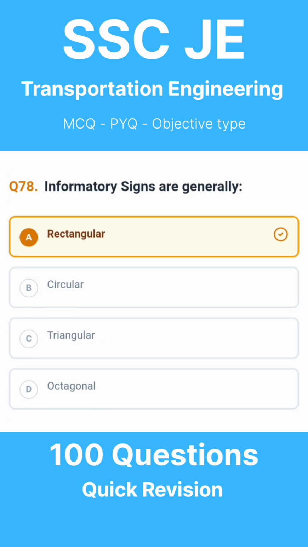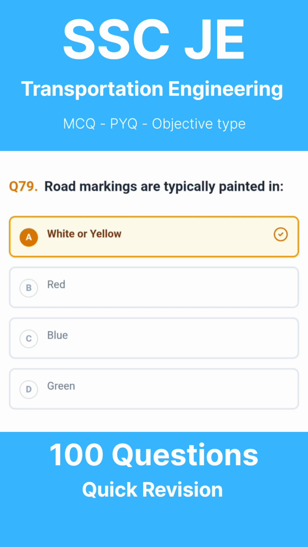Question 78. Informatory signs are generally. The correct answer is rectangular. Question 79. Road markings are typically painted in. The correct answer is white or yellow.